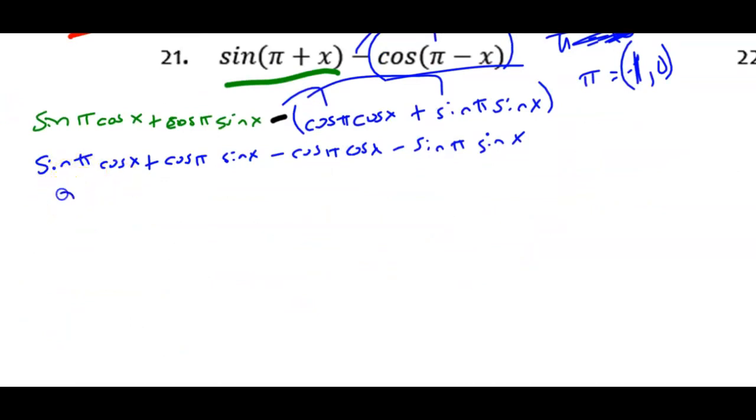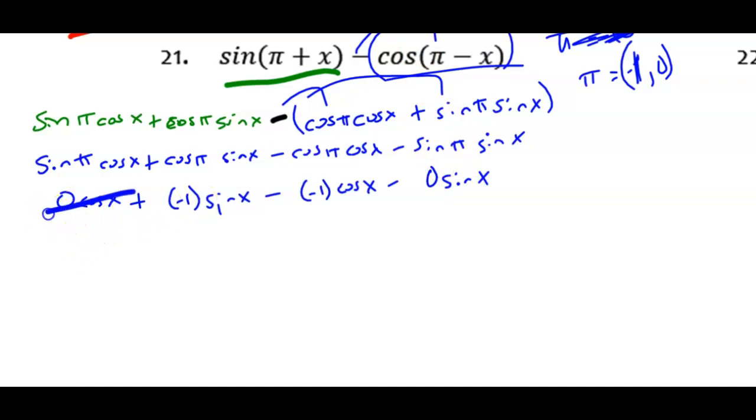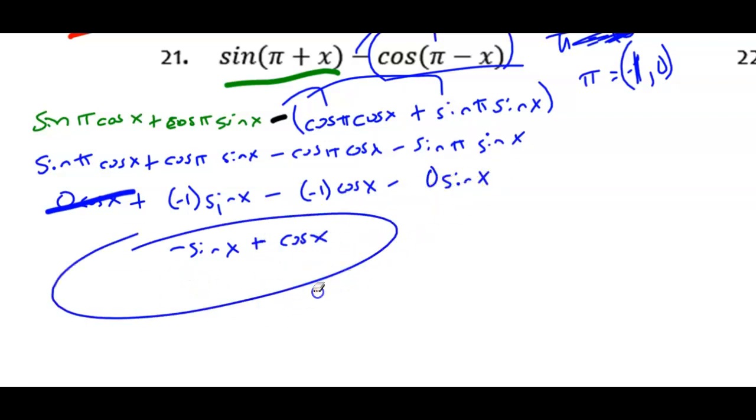Well, that's 0. So that's 0 times cosine, right? Cosine of pi is negative 1. So that's negative 1 times sine of x. Cosine of pi again is negative 1 times cosine of x. And sine of pi is 0. So 0 times sine of x. And now I reduce this, so 0 times cosine doesn't exist. Negative 1 times sine is negative sine of x. Right here, negative is a positive, so positive cosine of x. And then 0 times sine of x is 0. So there we go, that's what we're left with. All right, we simplify. Not verifying again because there's nothing equal to.